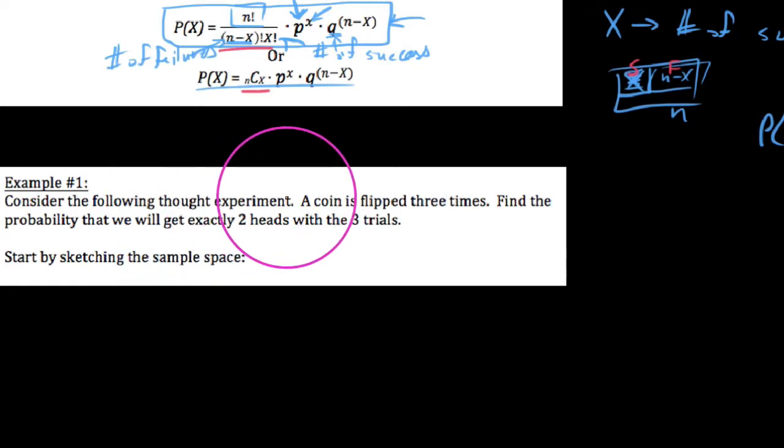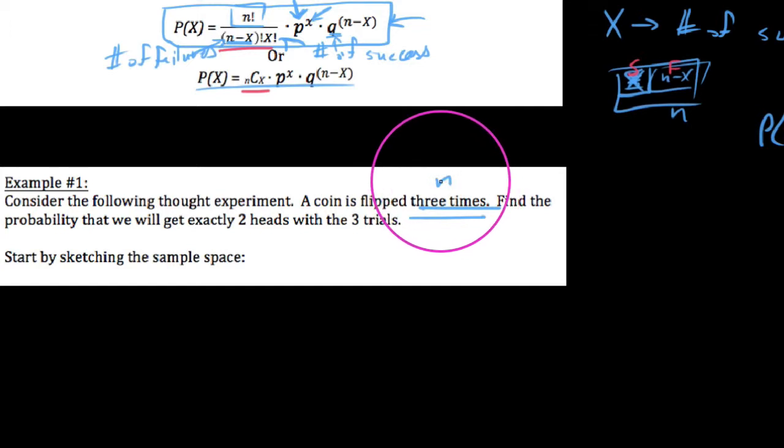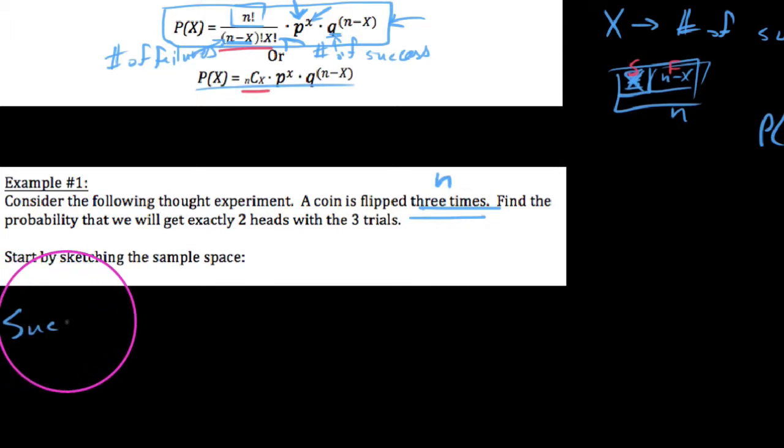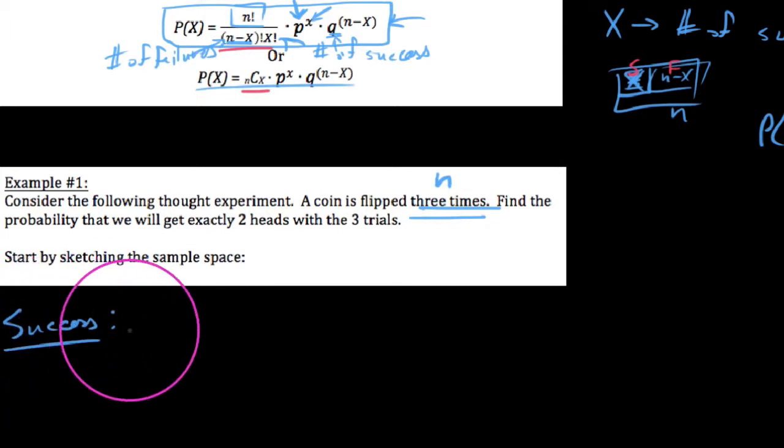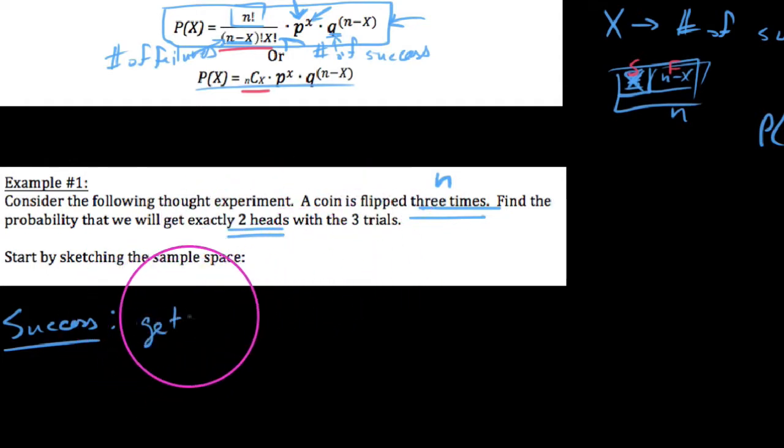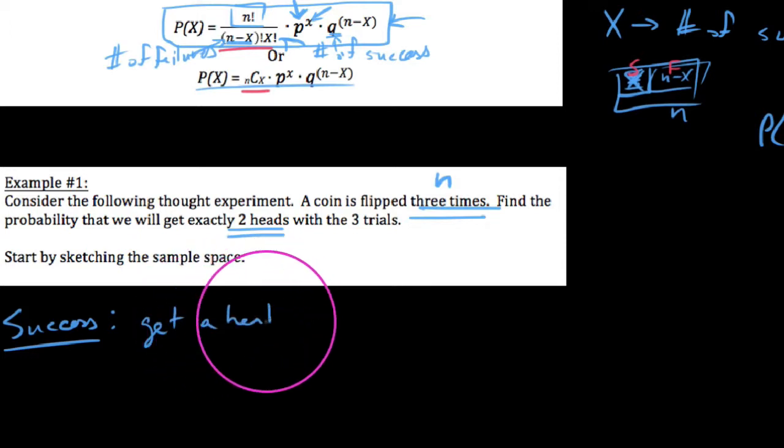It says, consider the following thought experiment. A coin is flipped 3 times. Okay, so this would be the number of trials we do. We flip it once, flip it twice, flip it thrice. Find the probability that we get exactly 2 heads with 3 trials. The most important thing for us when we start is to say what constitutes a success and what constitutes a failure. Since the question I'm trying to answer is how likely it is that I get 2 heads if I flip it 3 times, we're going to say success is getting a heads.